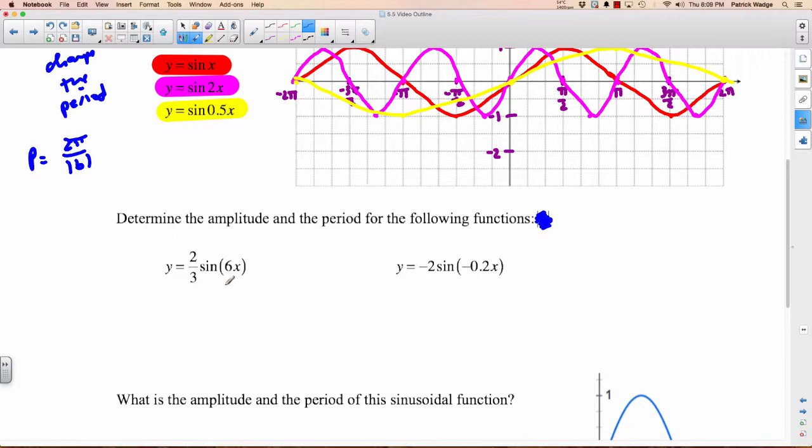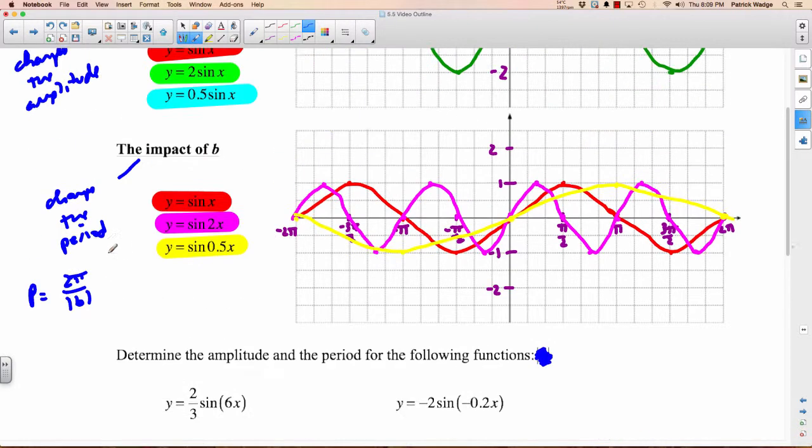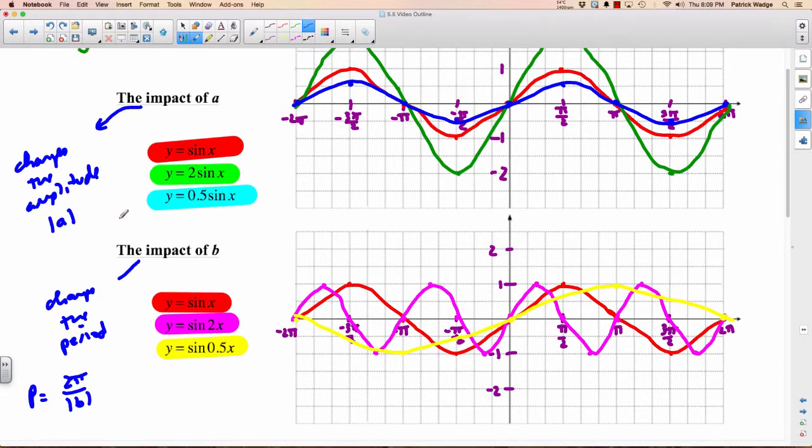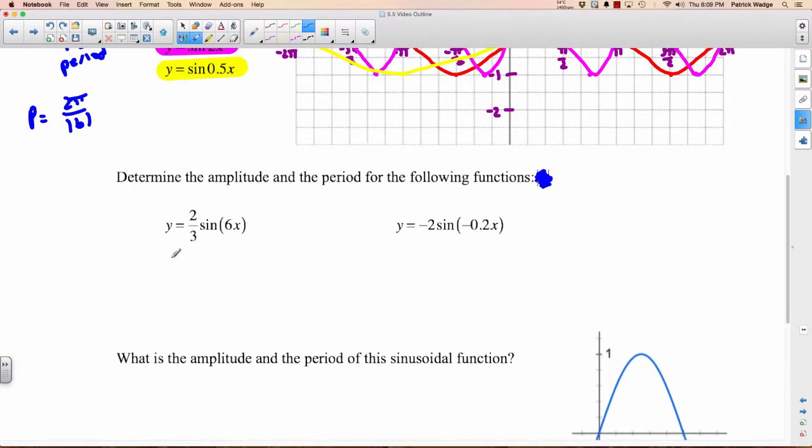Okay, for this one, remember to get the amplitude, all you have to do is take the absolute value of a. So to get the amplitude, you take the absolute value of 2/3, and the absolute value of 2/3 is 2/3. Done. To get the period, you do 2 pi divided by the absolute value of b, and the b value in this case is 6.